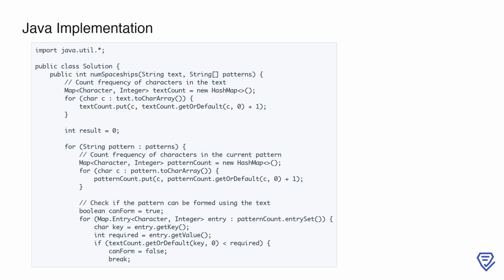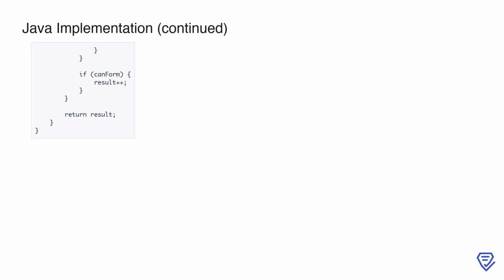To perform this comparison, we introduce a Boolean variable, canForm, and assume it's true by default. We then iterate through the required characters in the pattern, checking if the text provides enough occurrences of each character. If at any point a character is insufficient, we set canForm to false and break out of the loop. After checking all the required characters for the current pattern, we evaluate the canForm flag. If it remains true, it means the pattern can be formed using the characters in the text, so we increment the result counter. This process repeats for each pattern in the array, ensuring that we evaluate all possibilities.